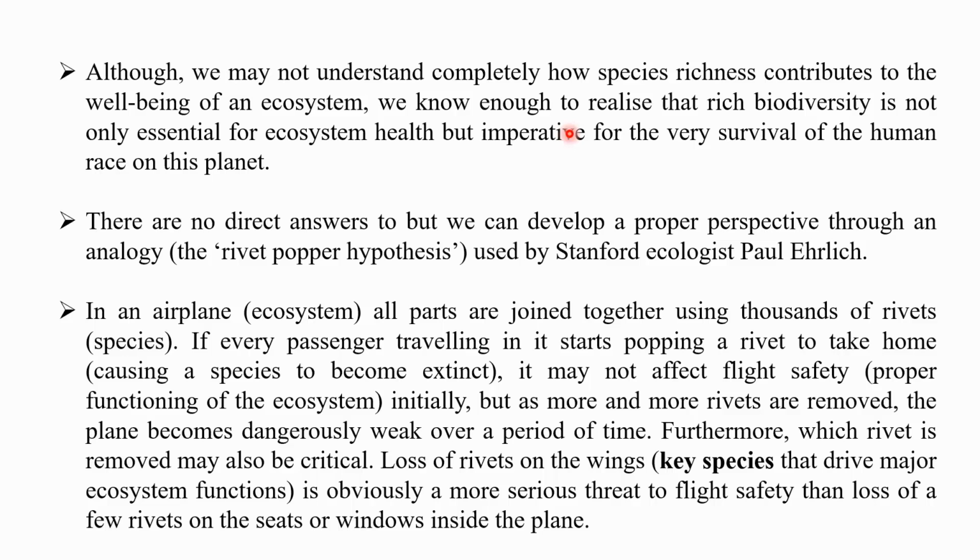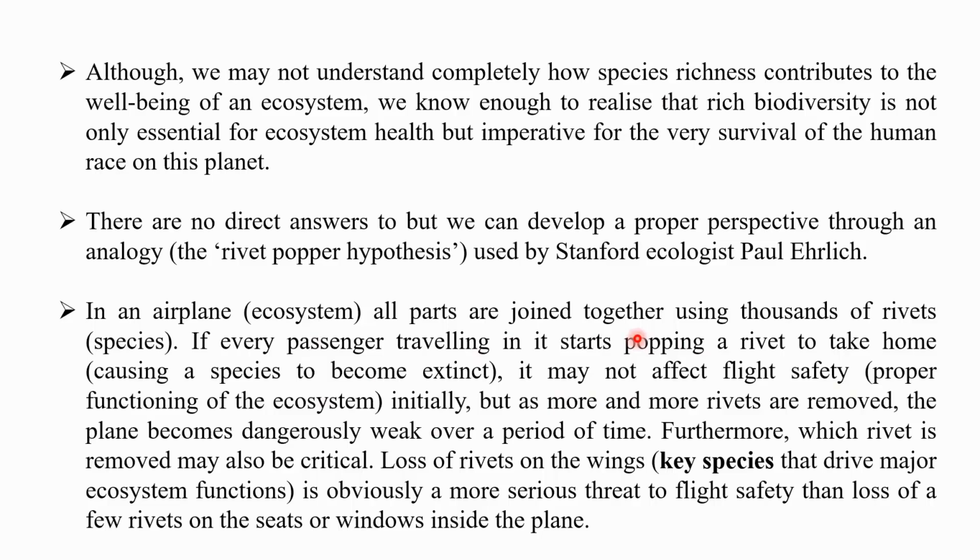So he has considered the ecosystem as an airplane, and the species as the rivets. In an airplane, all parts are joined together using thousands of rivets, which are the species. So we know that in an ecosystem all the species are interconnected. And if every passenger traveling in it starts popping a rivet to take home, causing a species to become extinct, it may not affect flight safety, or the proper functioning of the ecosystem, initially, but as more and more rivets are removed, the plane becomes dangerously weak over a period of time.